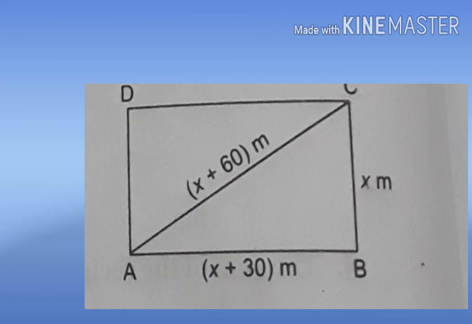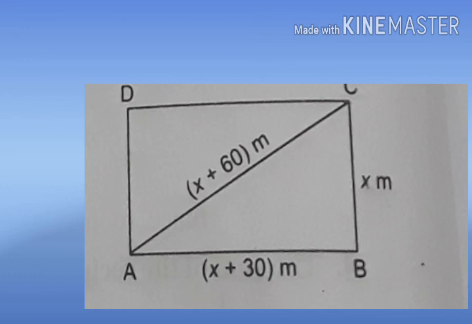Then we need to find the sides of the field, that means the shorter side and the longer side. According to the question, whichever measures we need to find, only that we need to find. Here they didn't ask to find the diagonal, so we need to find only the shorter side and the longer side. That means we should find the value of x, then x plus 30. That is our aim.